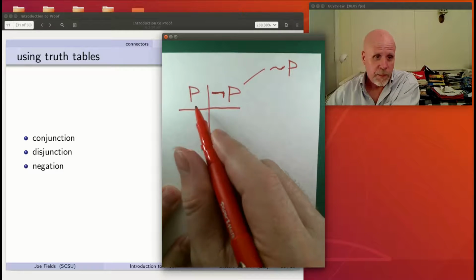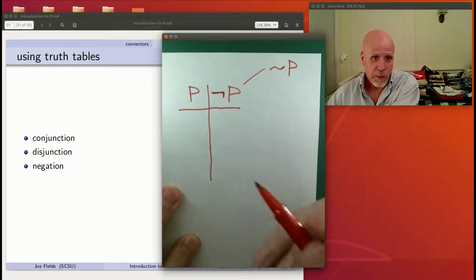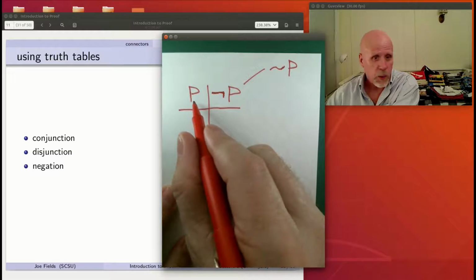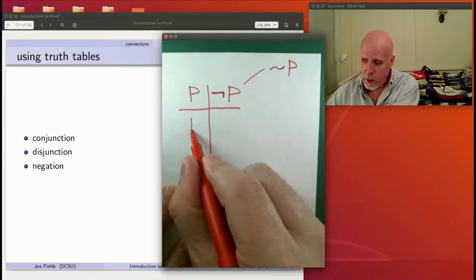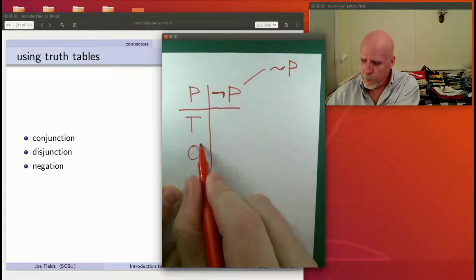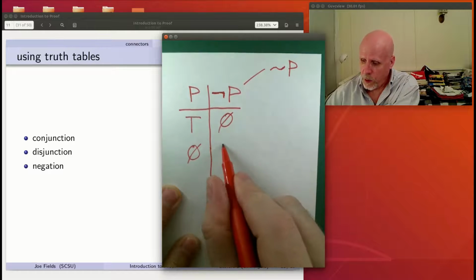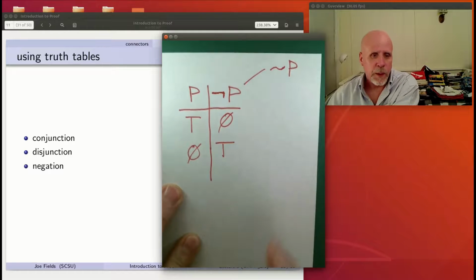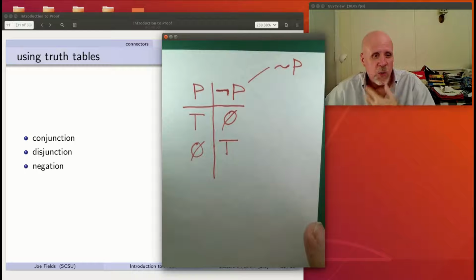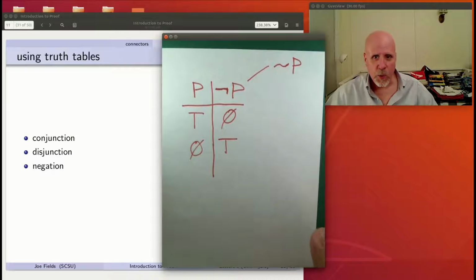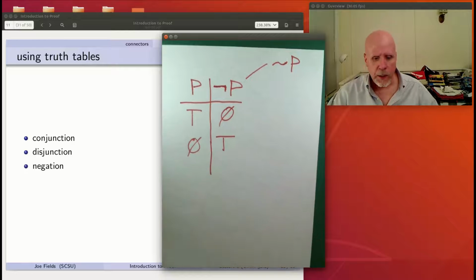So in this truth table, it's kind of a small, silly one, there's only a single variable, P, and P is either true or it's false. And not P is false when P is true, and it's true when P is false. So it's like a thing that switches the truthiness of the thing to the other. All right, so that's negation.